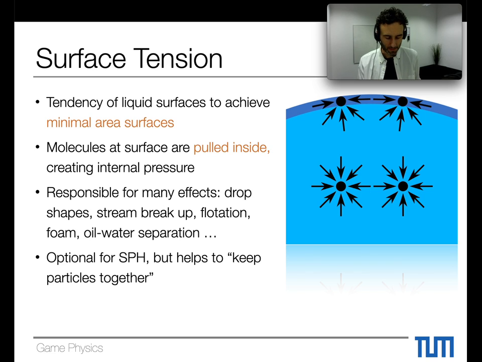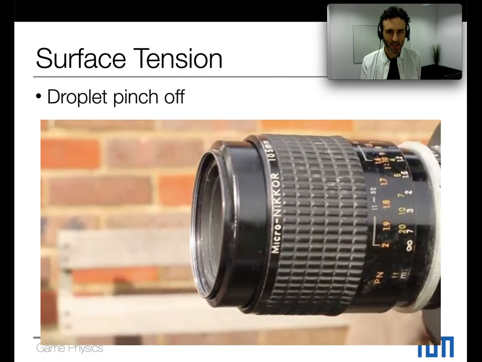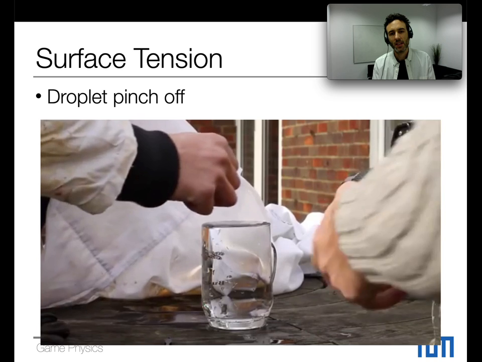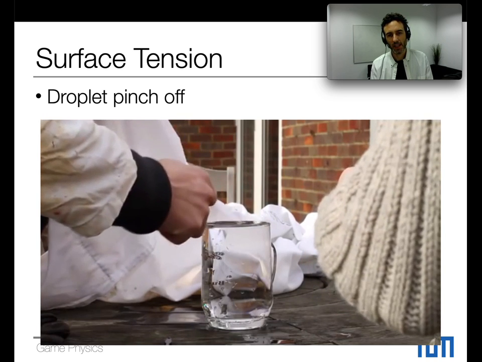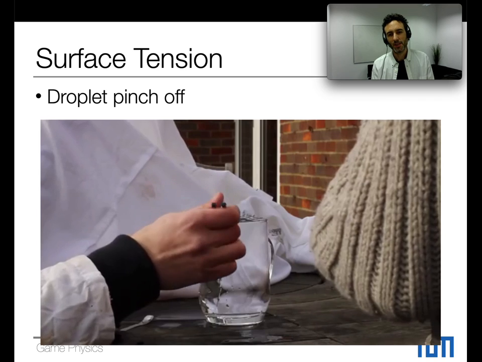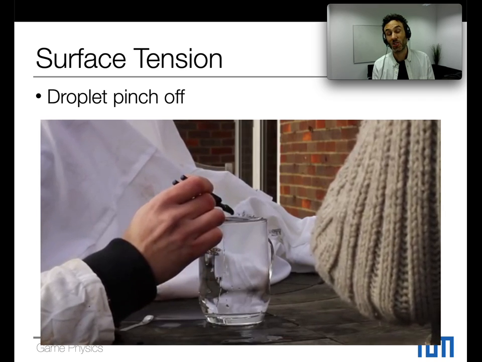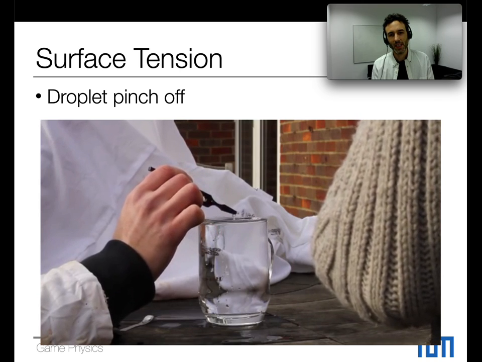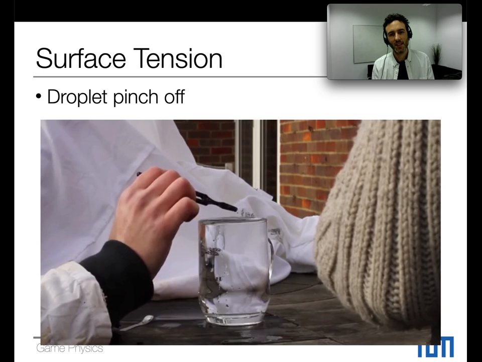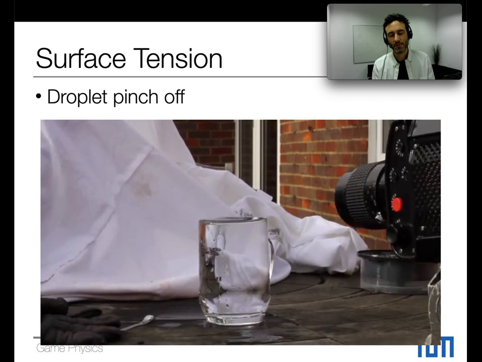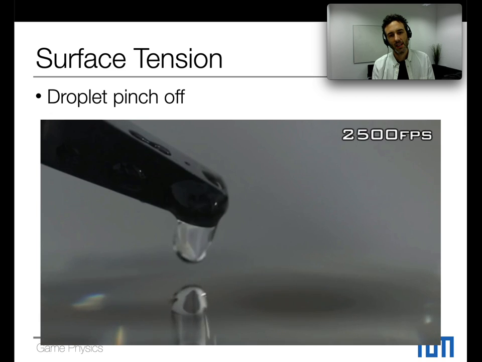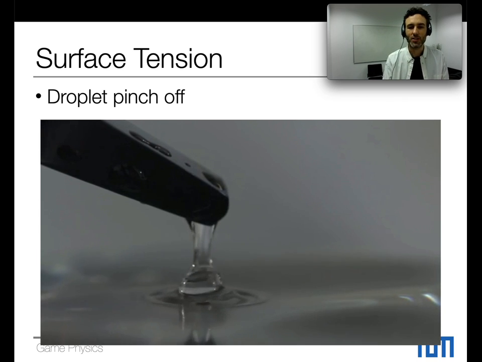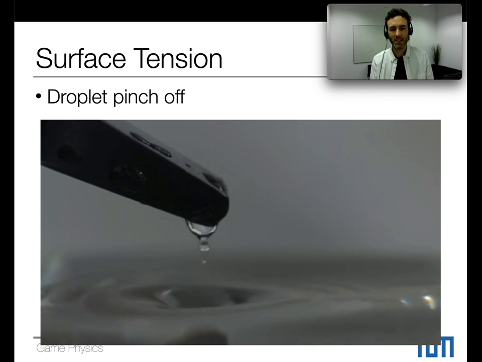So I just wanted to show this in a movie here. Here is a nice slow motion movie of droplets forming. And here is the experiment. It looks not so impressive so far, but wait until you see the slow motion version of it. Okay, this is 2500 frames per second.